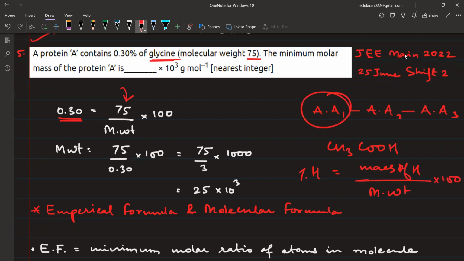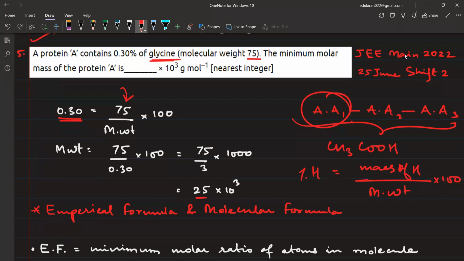Similarly, if I want to talk about a particular amino acid, then the amount of amino acid that is present divided by the molecular weight of this big compound, the macromolecule, into 100. So the molecular weight will be equal to 75 upon 0.30 into 100, that is equal to 75 upon 3 into 1000, and your answer will be 25 into 10 to the power 3.